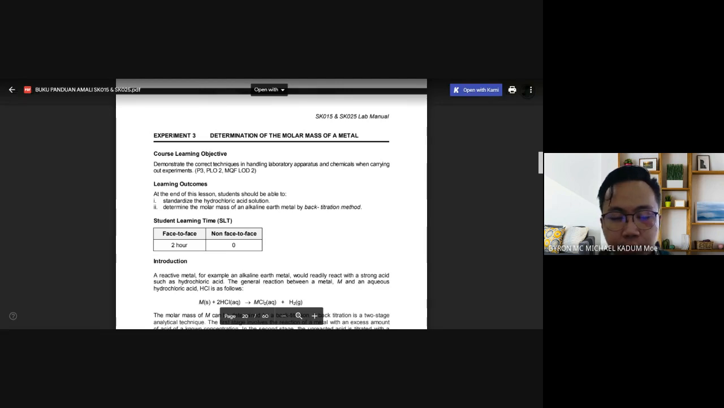Ada soalan? Boleh respon di ruangan komen. Kalau ada, tulis tanya soalan. Kalau tidak ada, tulis tidak ada soalan. Tidak ada.